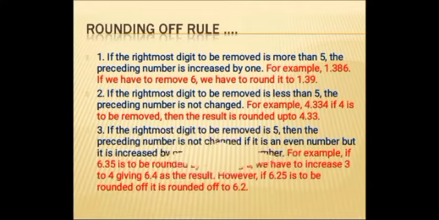Okay, next is, if the rightmost digit to be removed is 5, then the preceding number. Okay, if more than 5 then we will add, if less than 5 then we will not add. But what happens if it is exactly 5? Then the preceding number is not changed if it is an even number. In this rule, if the digit before 5 is even, like 6.25, 2 is even, so we will not add. If it is odd, like 6.35, 3 is odd, so we will add 1 and make it 6.4. I apologize for mixing that up earlier. Hope so you understood. Once again you see this.